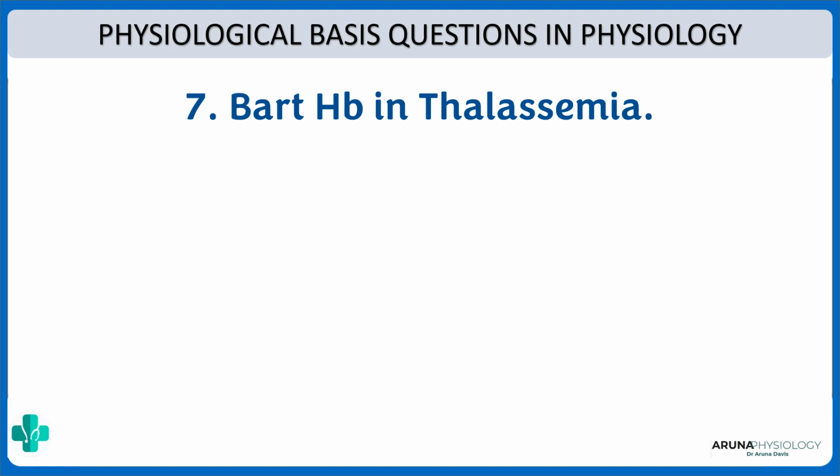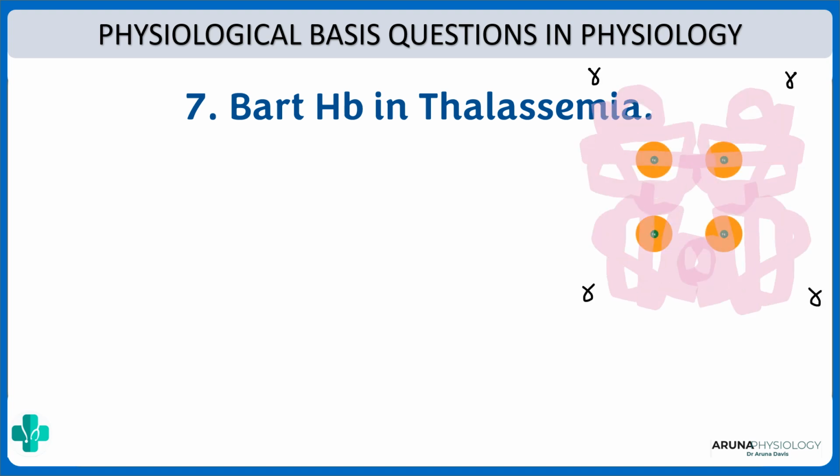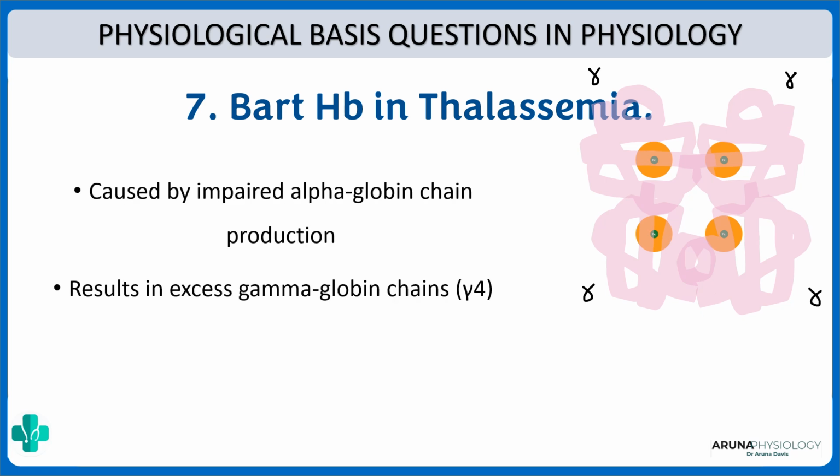Finally, why is there Bart hemoglobin in thalassemia? What is Bart hemoglobin? Bart hemoglobin is a condition in which you have 4 gamma chains instead of the usual 2 alpha 2 beta. Now, why is it so? This is especially seen in thalassemia, because in thalassemia there might be impaired alpha chain production. So you don't have beta, and your alpha chain production is affected. So in that case you will have 4 gamma chains. That is why it is called Bart's hemoglobin, and it is seen in thalassemia.